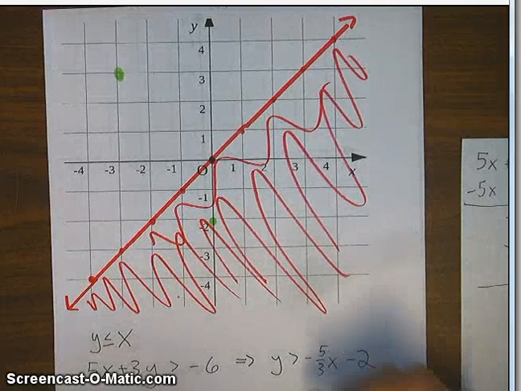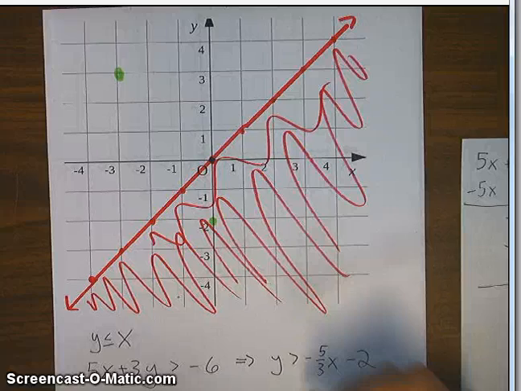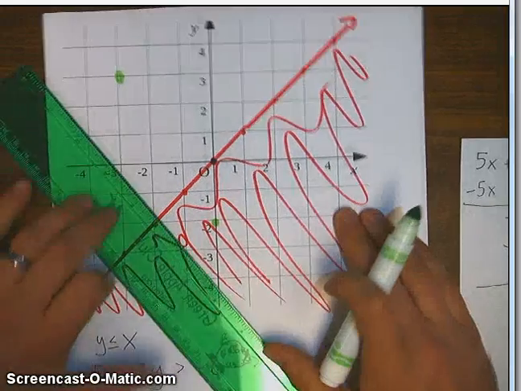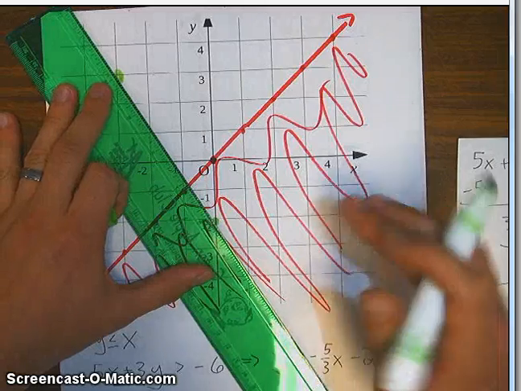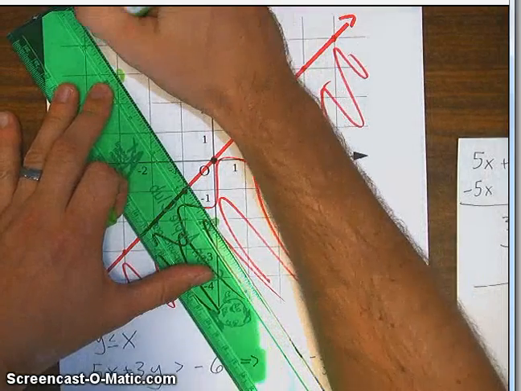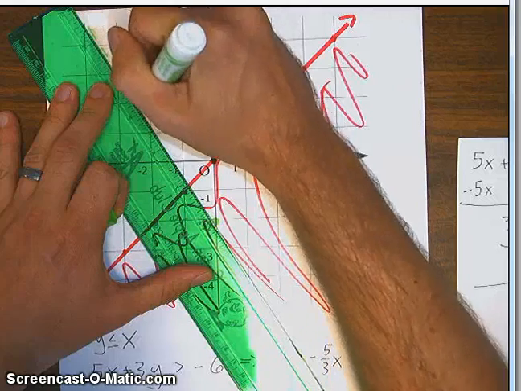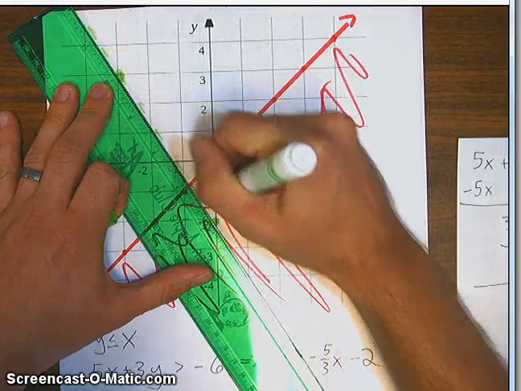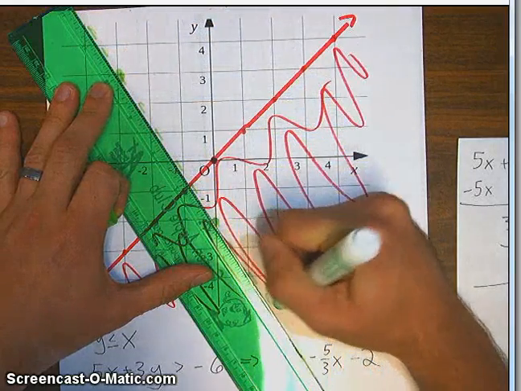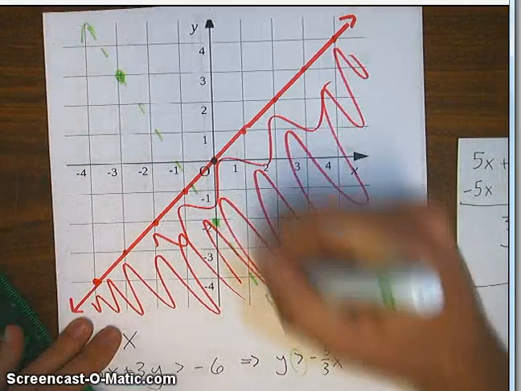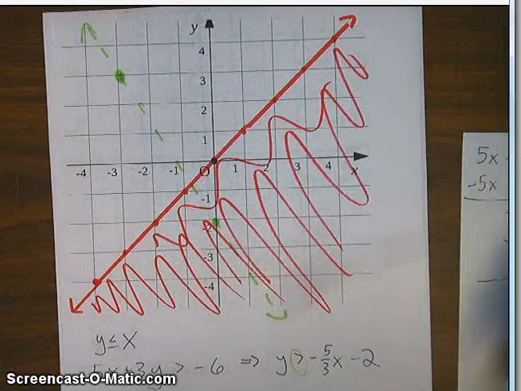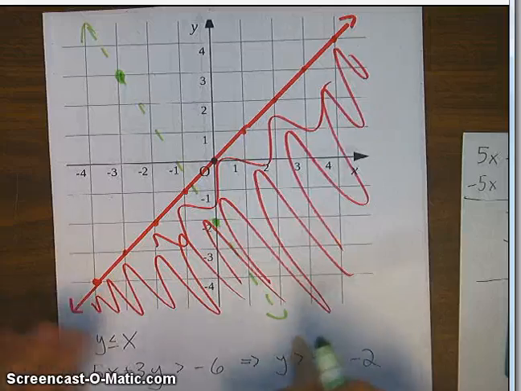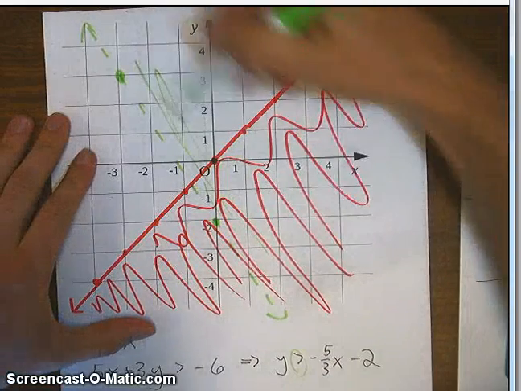But this says y is greater than, not greater than or equal to. So I know that this is a dashed line. So I'm not going to make it a solid line. I'm just going to make it a dashed line here. Like that. And I like to put arrows on the end so I know that it goes out forever. Now it says y is greater than, so I need to shade the region above that line, so all of this stuff.